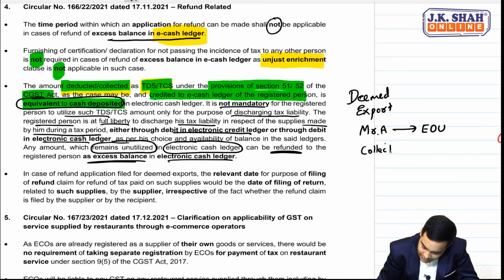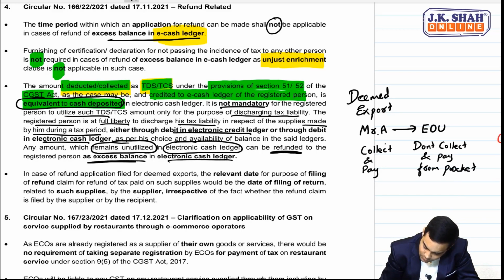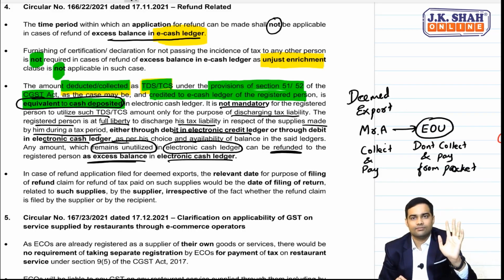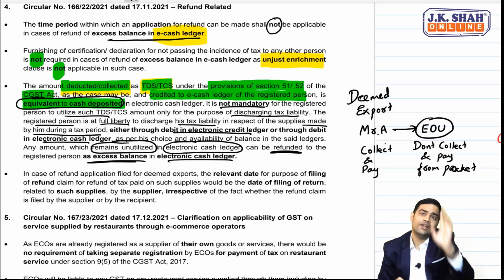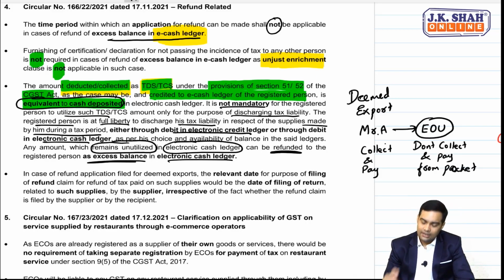Collect and pay, or don't collect and pay from pocket. Meaning, sir, I'll show you. See, the first option is you will collect the tax from EOU and pay it. Who will get refund in such cases? One second, sir.